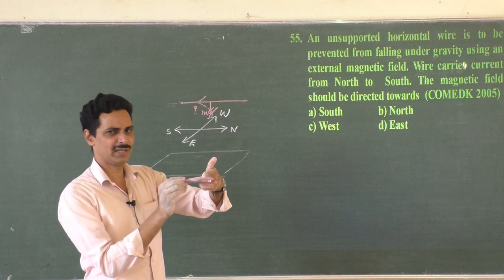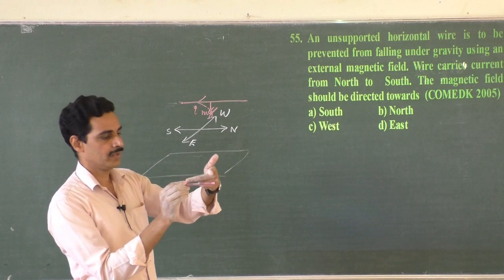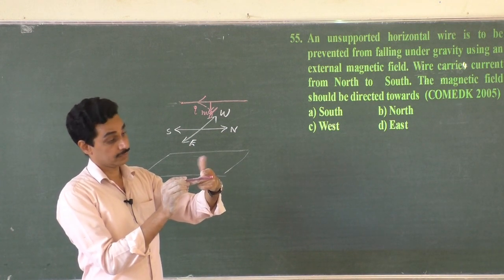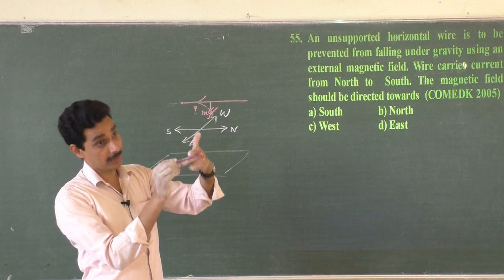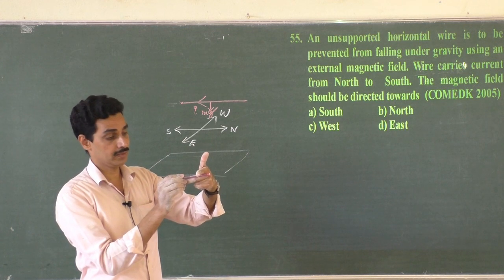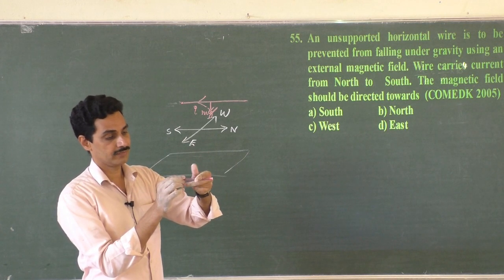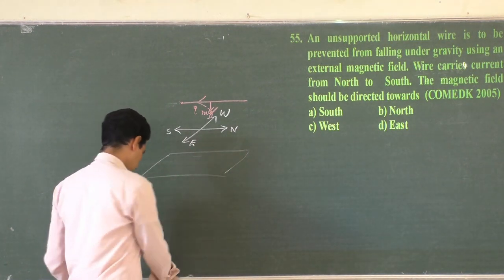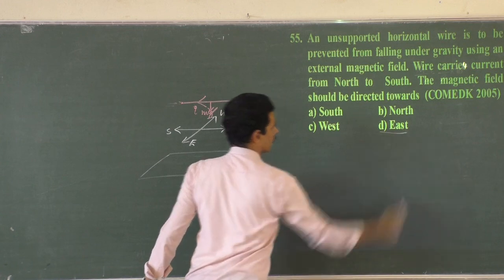You can draw the diagram in any way. With respect to this diagram, the middle finger should be from north to south, and the force due to magnetic field, the thumb, should be upwards. That should be decided already. That means you have to apply the magnetic field in the east direction. It should be towards east. Option fourth one, this one.